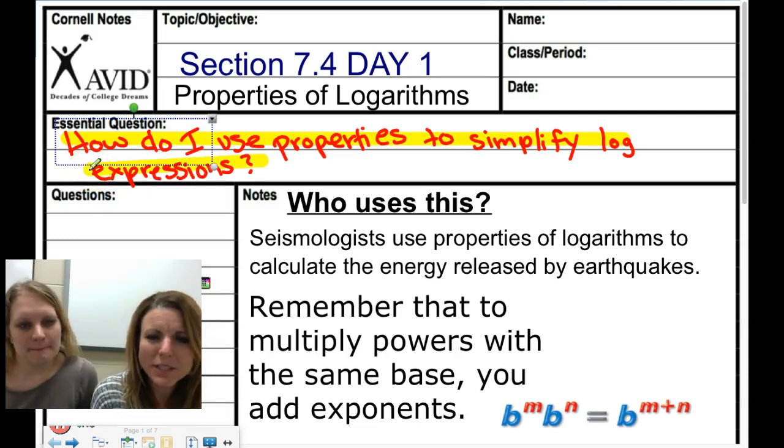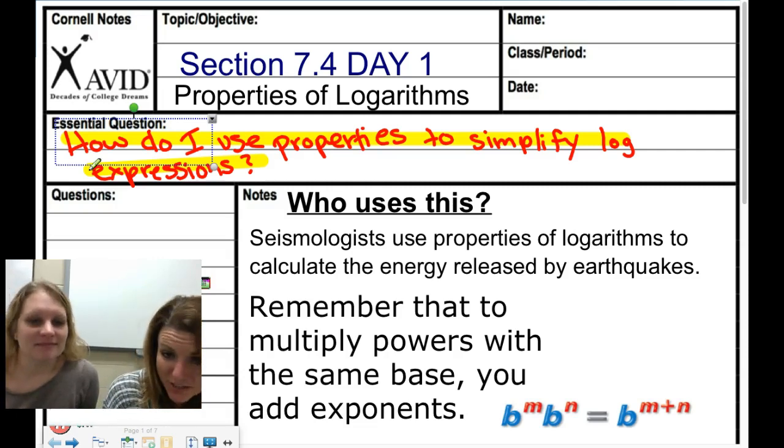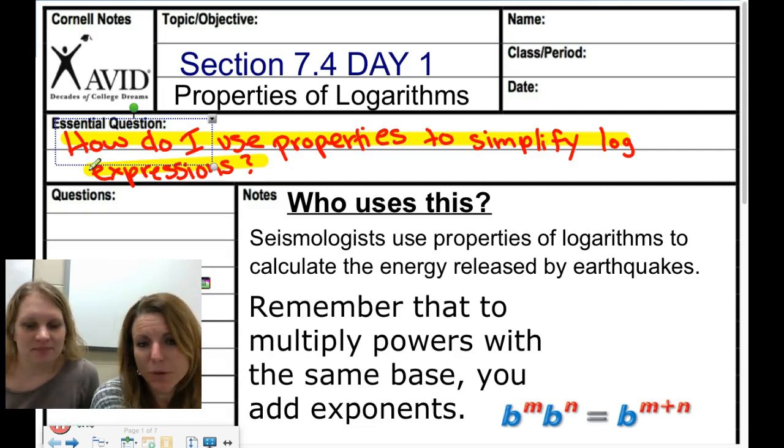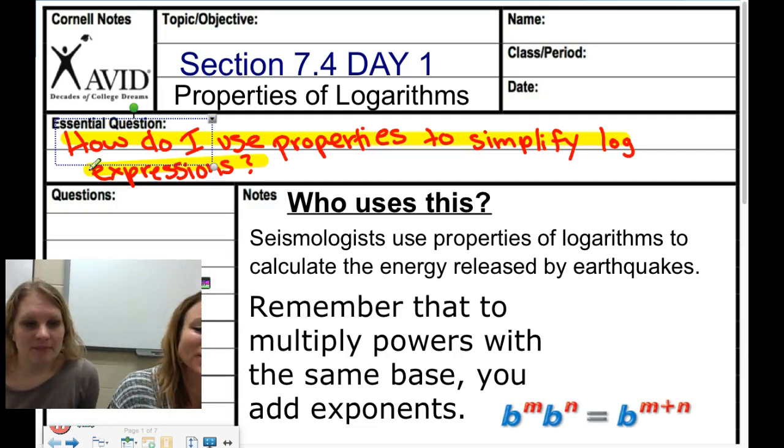So who uses this? Well, I never know if I pronounce this right, but seismologists use properties of logarithms to calculate the energy released by earthquakes. Wow. Seismic waves. Oh, yeah, sure.